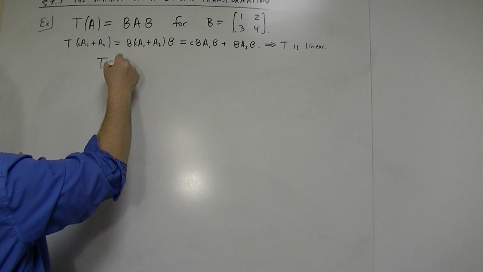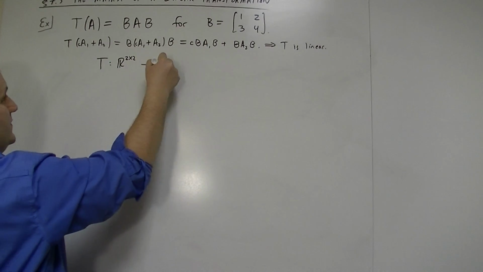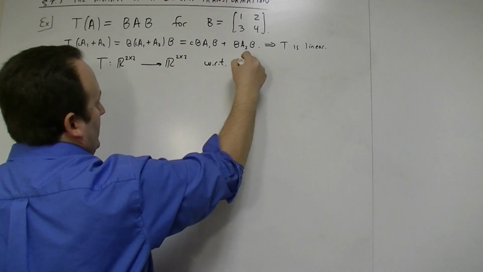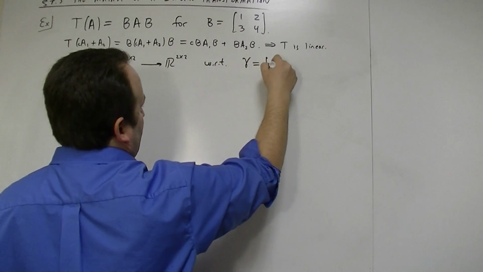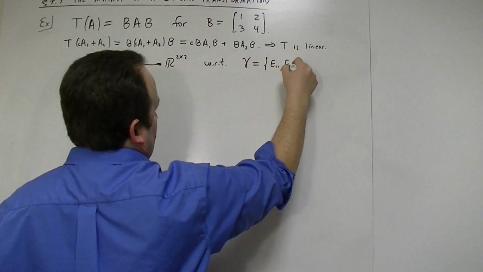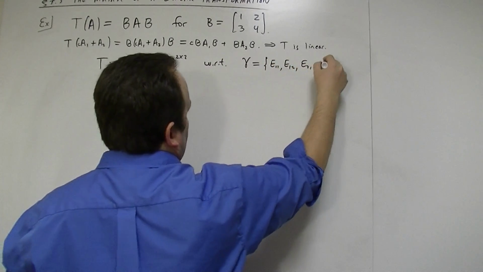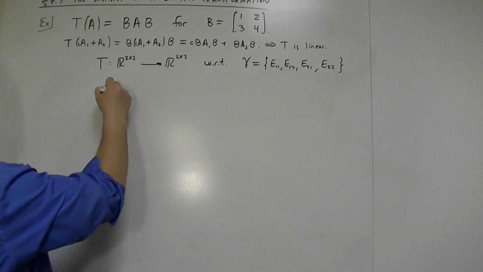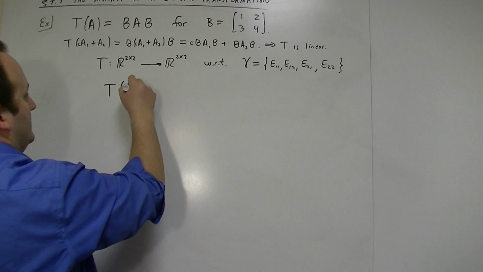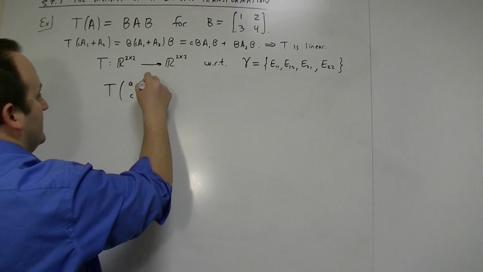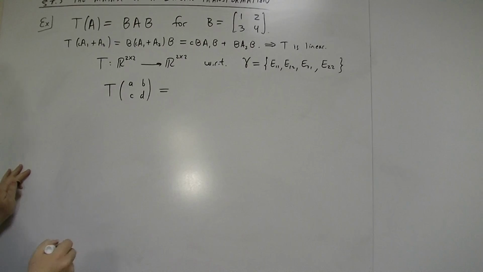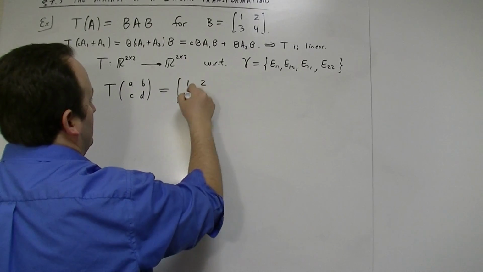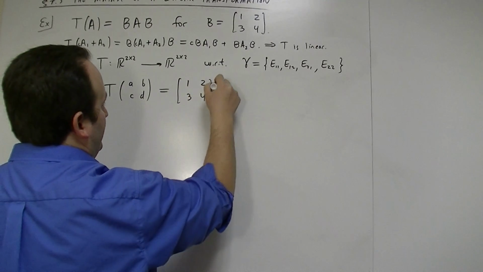T going from R2 by 2, of course, to R2 by 2 with respect to basis, let's say, gamma, because I used it last time, I'll stick with it, E11, E12, E21, E22, the usual thing. So yet again, I have to look at T of A, B, C, D. It's a natural thing to look at. What happens then? This is kind of a pain, but we'll survive. We actually have to multiply this out, right?